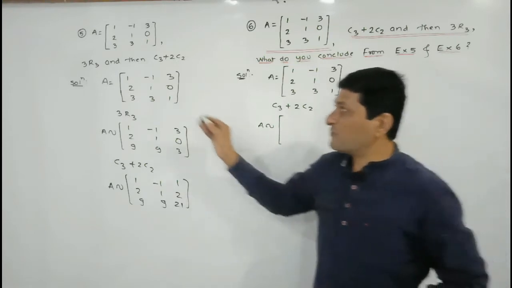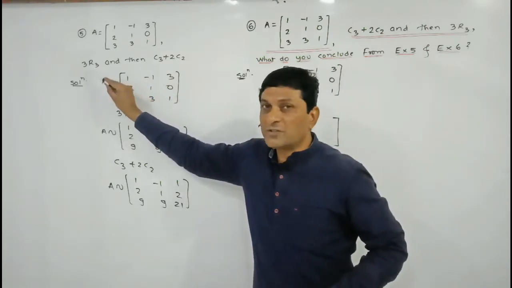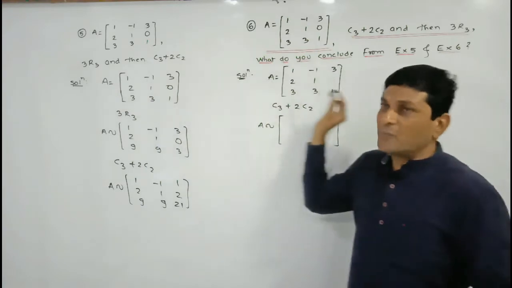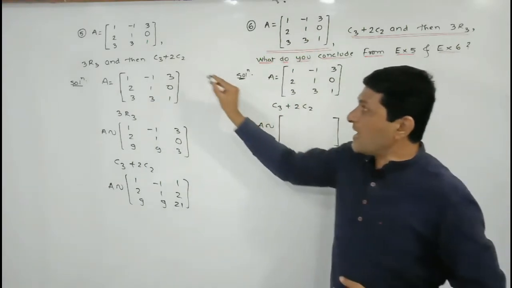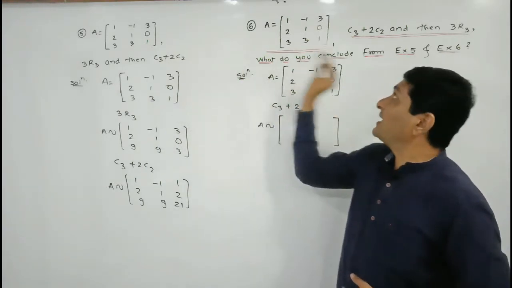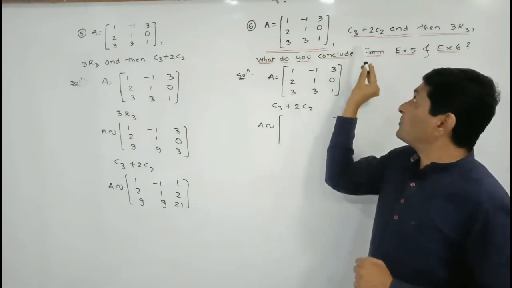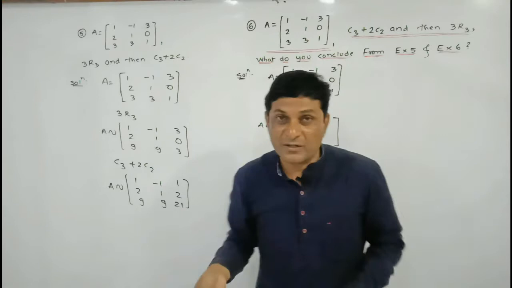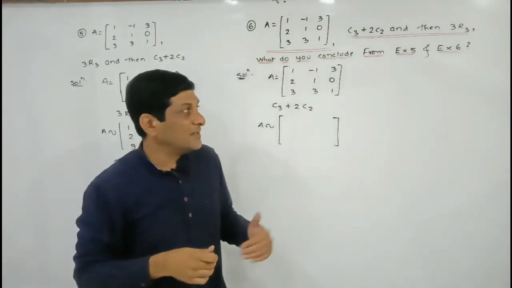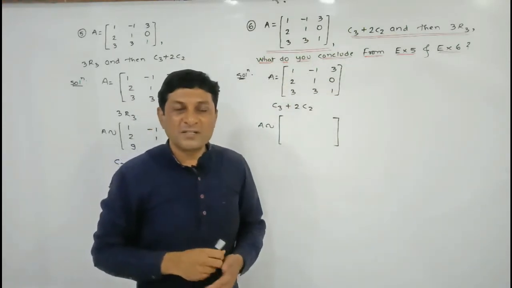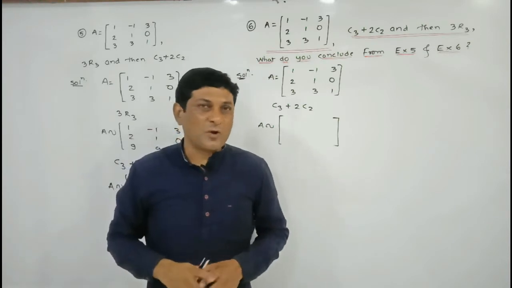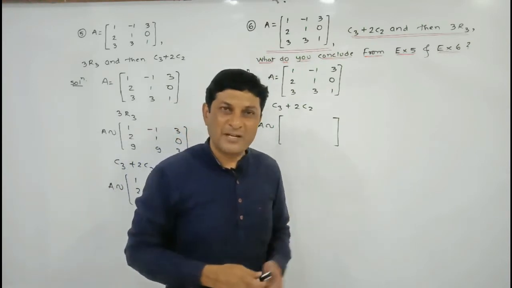So here the first operation is 3R3, and now this same operation is the second operation. And the second operation that we had there, we now have to perform first. So let us perform this operation first, and after getting the result we have to observe what our conclusion is from example number 5 and example number 6.